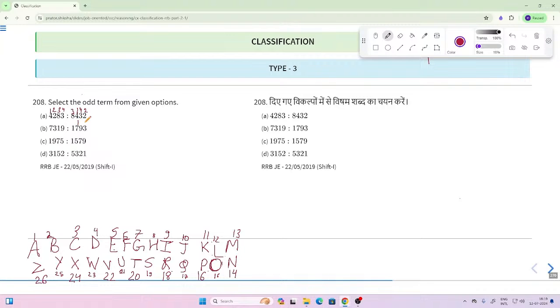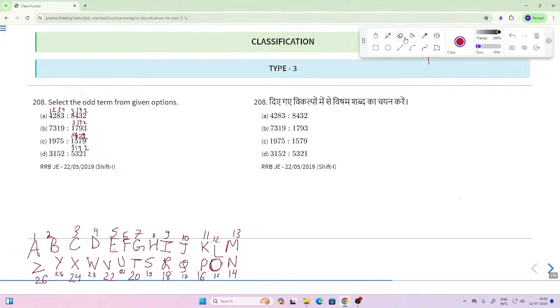7 is 1, 3 is 2, 1 is 3, 9 is 4. 1 is 1, 9 is 4, 7 is 3, 9 is 1. Clearly, this is the only one that does not follow the pattern 3, 1, 4, 2. It is 1, 4, 3, 2.